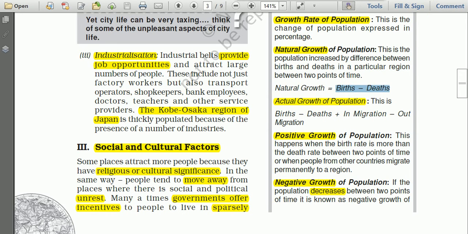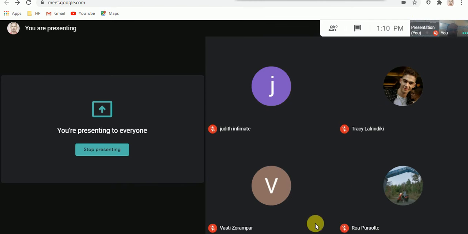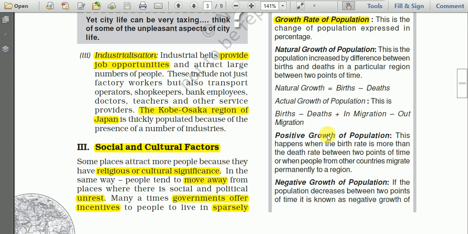And next we have actual growth of population. This is births minus deaths plus in migration minus out migration. So in this case migration is counted. In case of natural growth it is only the difference between the birth and the death. In case of actual growth of population, migration is included, that is people coming to our country and going out of the country.